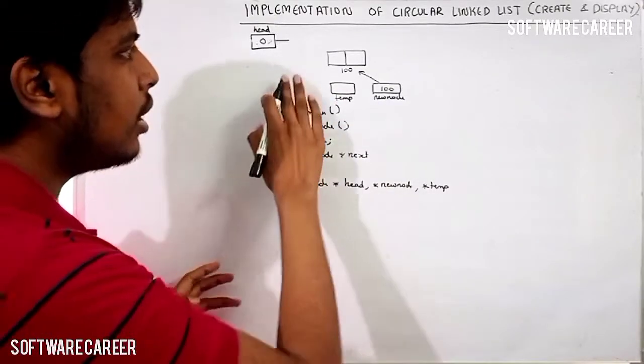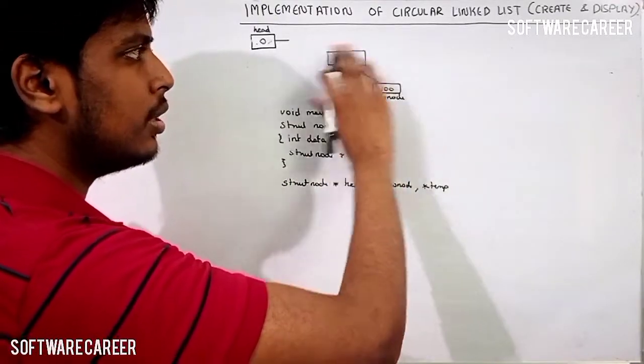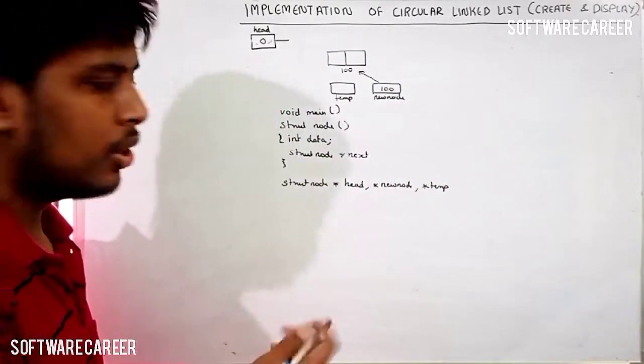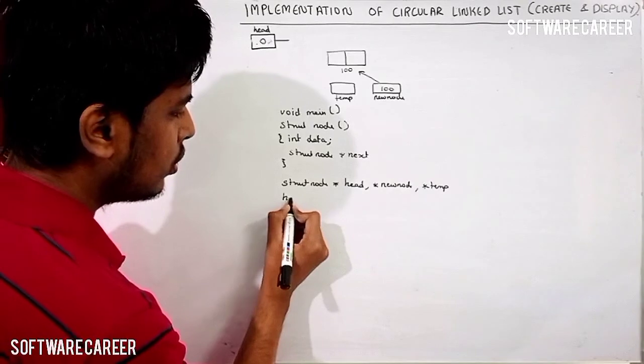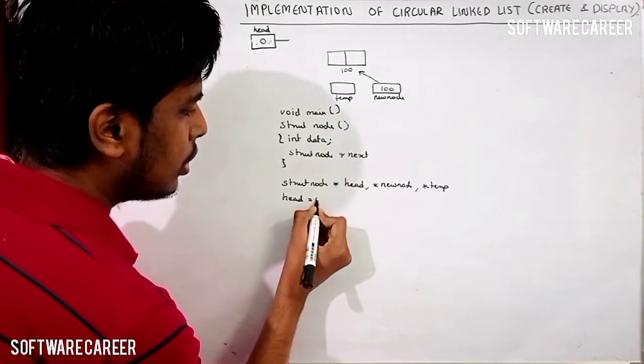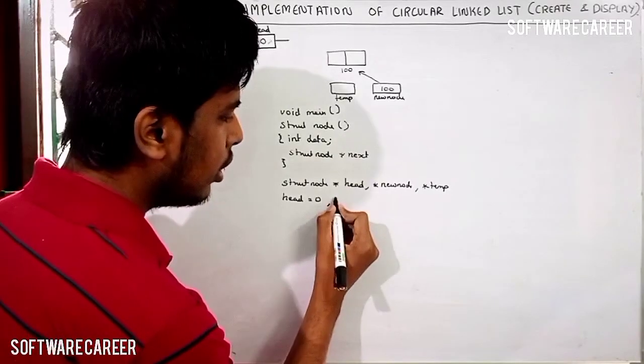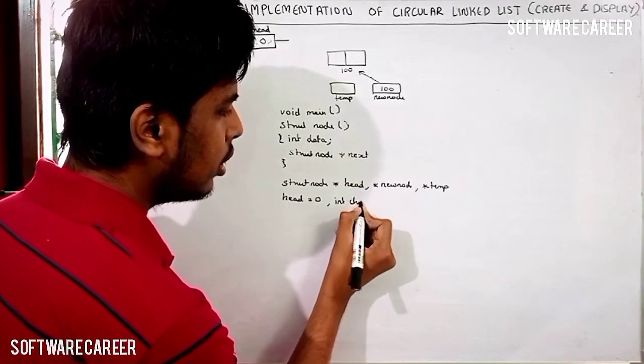Now see, at starting there is no linked list. The circular linked list is empty. So the head value is 0 at starting. So I am writing the head value is 0. See here, head equals 0. Now I'll take one more variable, int choice.